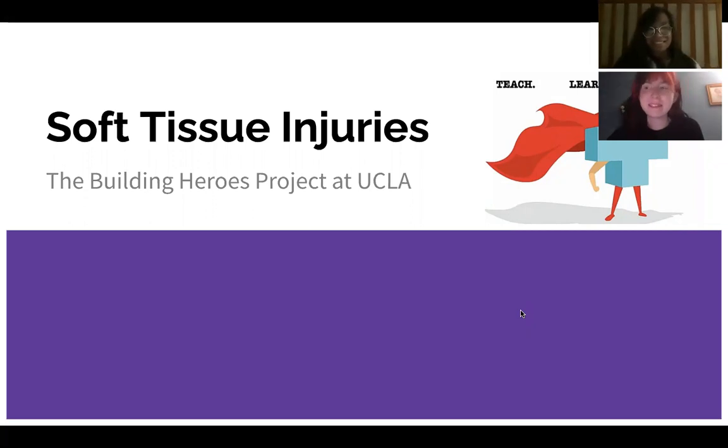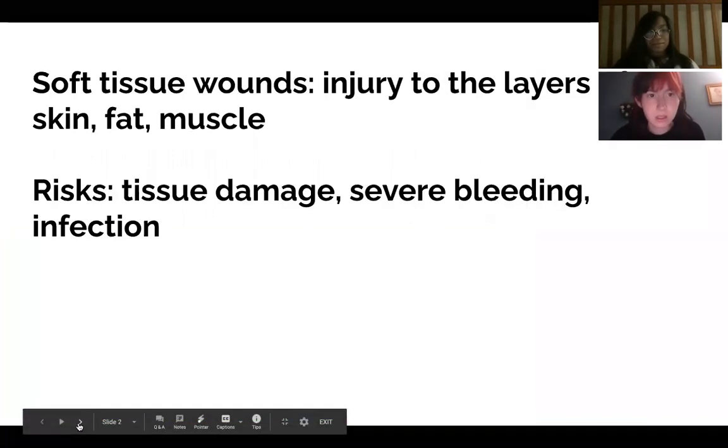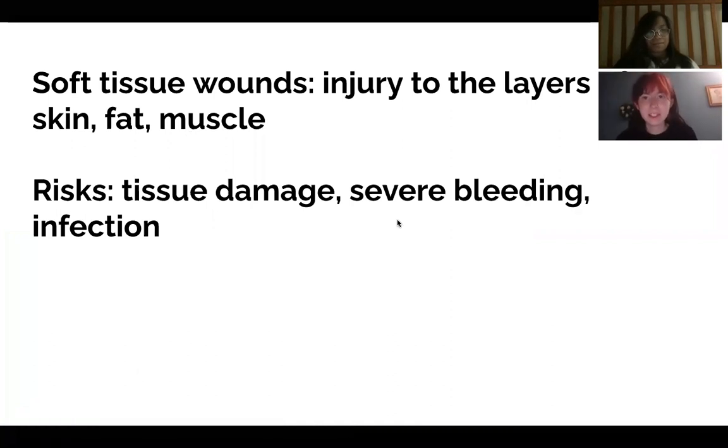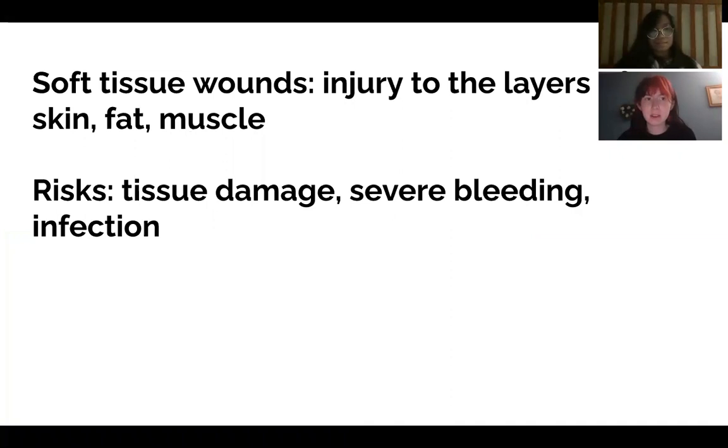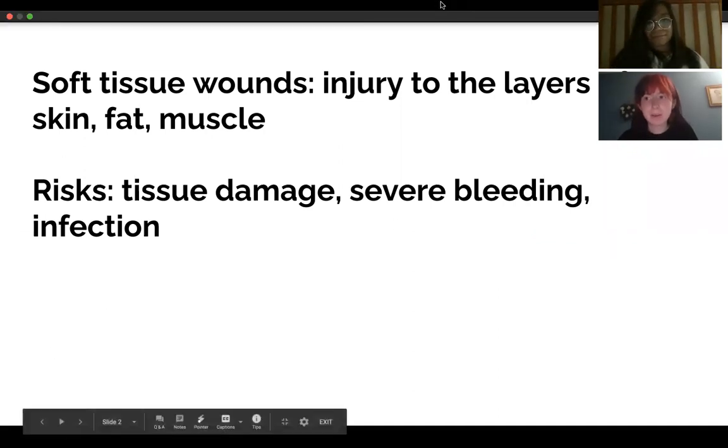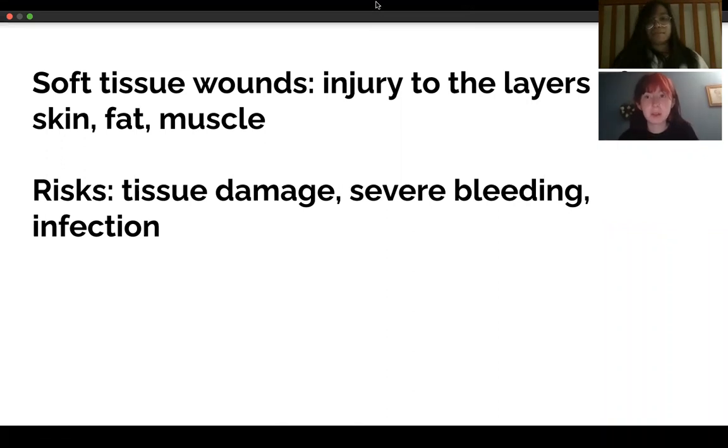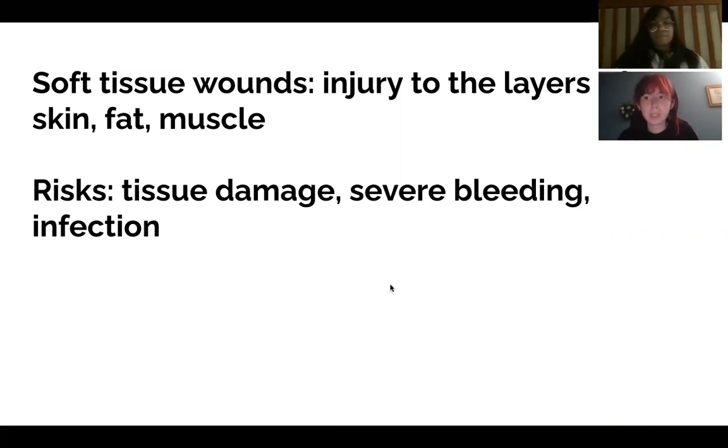And today we're going to be talking about soft tissue injuries. Okay, so a soft tissue injury is just defined as an injury to the layers of the skin, fat, or muscle. Soft tissue injuries can be very mild, like a paper cut or a scrape, but they could also be really severe or life-threatening, for example, like a third-degree burn or a gunshot wound. So it really ranges in severity. And we're going to be talking about how to deal with both mild and life-threatening injuries.